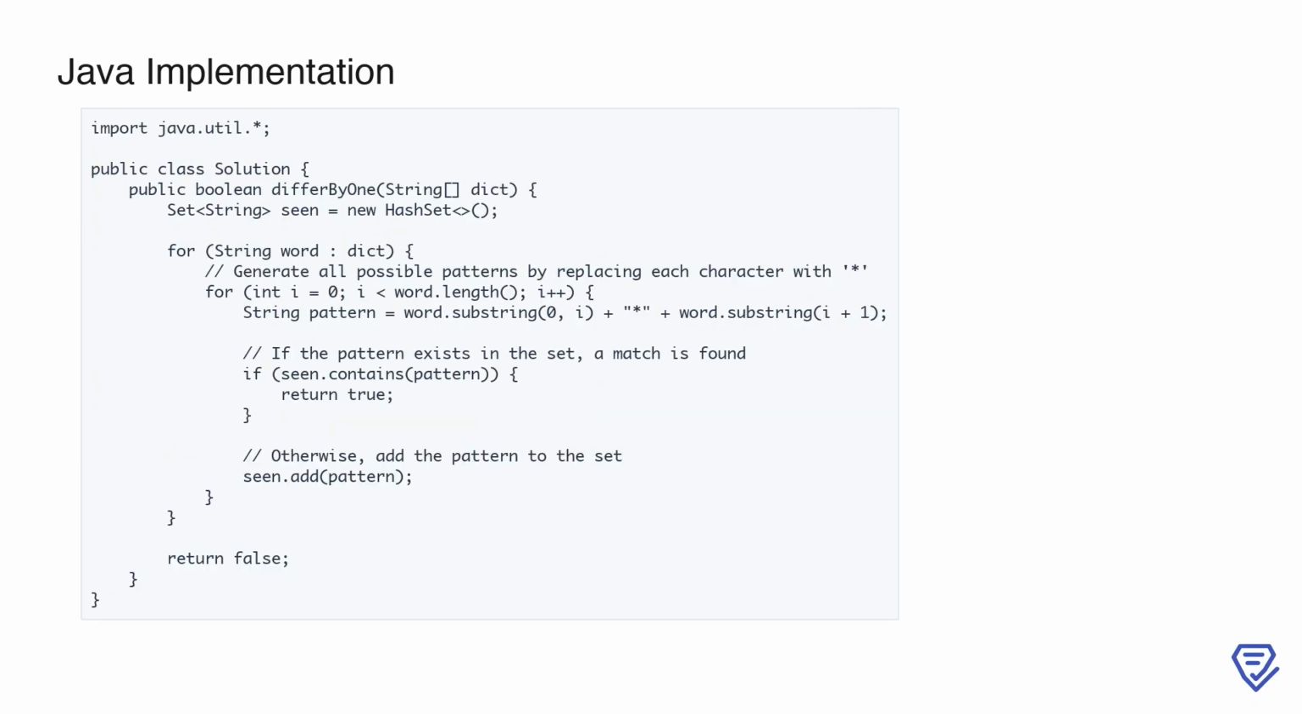This is the Java implementation for LeetCode problem number 1554, strings differ by 1 character. The logic mirrors the Python version, using a hash set to store patterns where 1 character is replaced by *. The substring method is used to construct these patterns, and if a pattern already exists in the set, it indicates that 2 strings differ by exactly 1 character. Key differences include Java's explicit type declarations and the usage of HashSet from the java.util package.